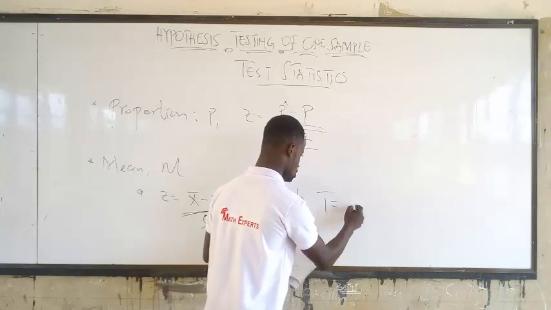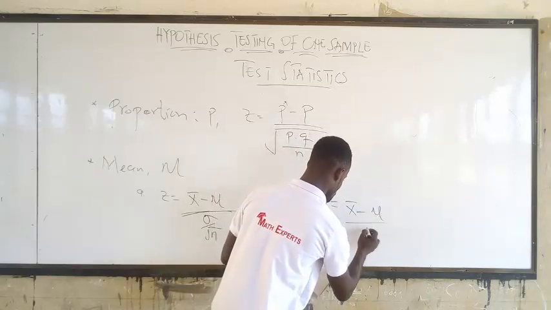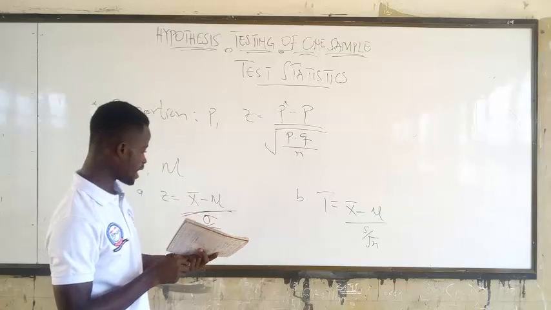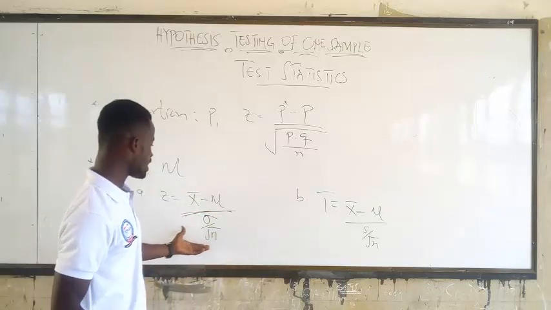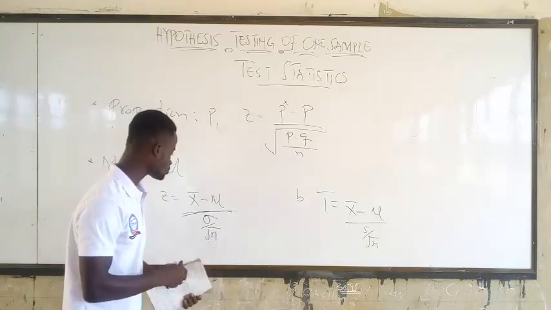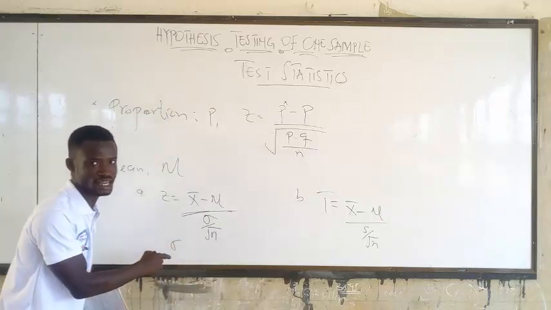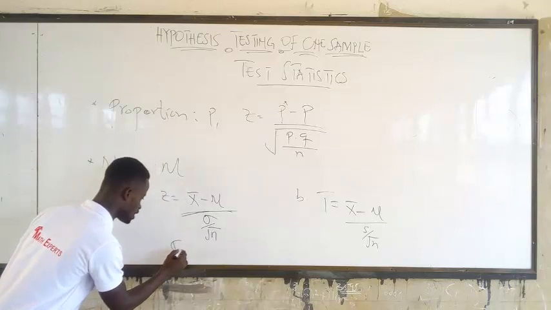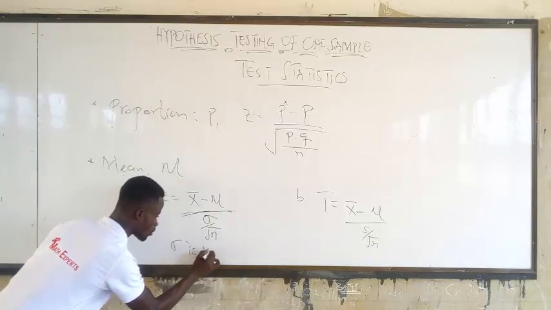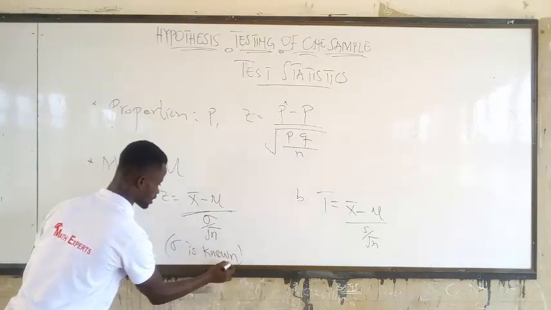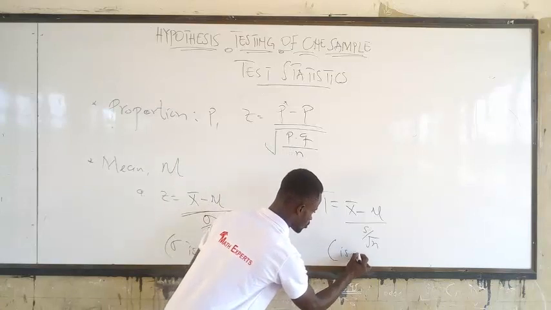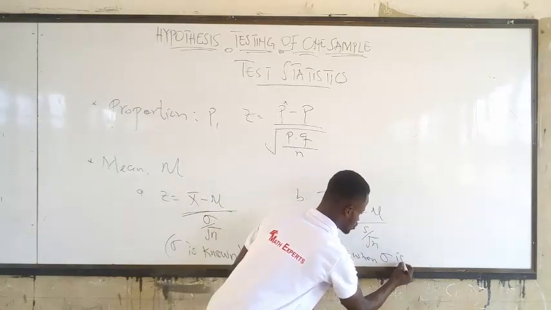Alright. And we have this one too. Z is equal to X bar minus the mean, all this over S over square root of N. Alright, so looking at this is when we are having a large sample size. In this case, that is when the population standard deviation is known. So that's when this is known. And this one is when this is unknown.